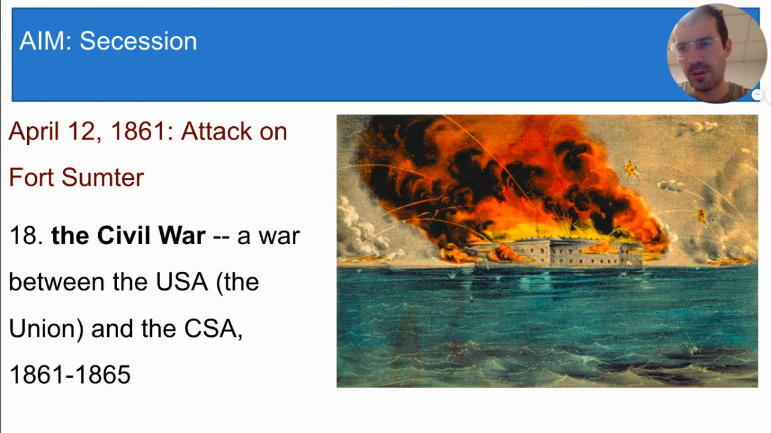The Civil War is the war between the United States of America, the USA, and the Confederate States of America, the CSA, also called the Confederacy. When talking about the Civil War, we often call the USA the Union, and we call the CSA the Confederacy. Don't be confused by that. The Civil War began in 1861 at Fort Sumter and lasted for 4 years until 1865. You will learn more about the Civil War in the next lesson.